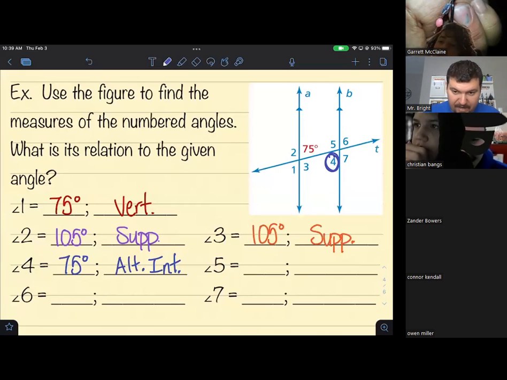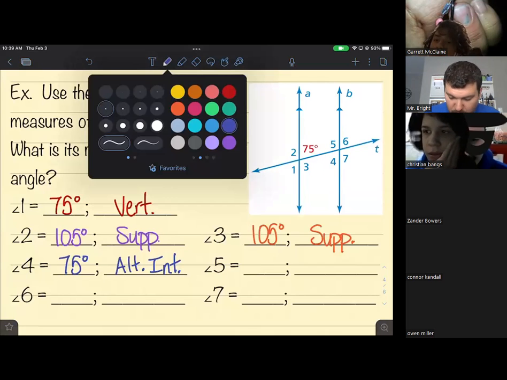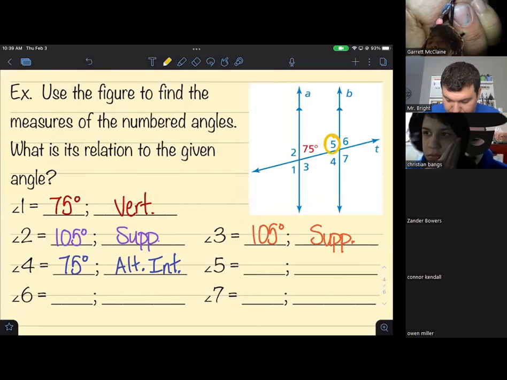What about angle 5? Let's do Oliver for angle 5. Oliver, what's angle 5 going to measure? 105 degrees. And the reason? Supplementary. Yep. If we know angle 4 is 75 degrees, because Lizzie just told us that, then angle 5, which is next to it and shares that same line, is also going to add up to 180. So it's going to be supplementary.